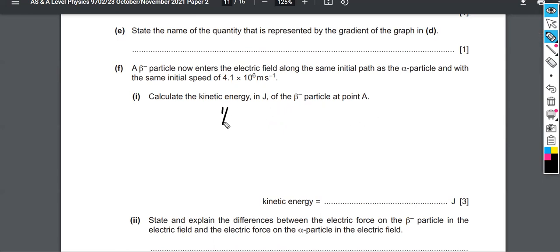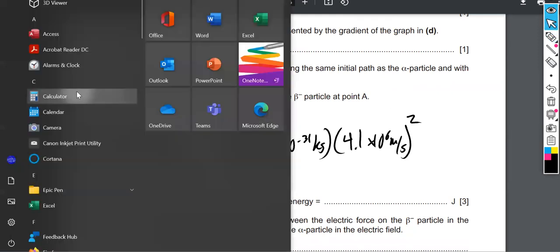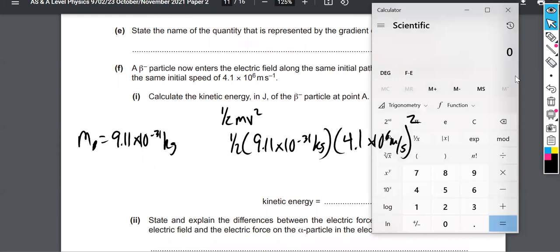So the equation for kinetic energy is 1/2 mv squared. We can look up that the mass of a beta particle is the mass of an electron. It's 9.11 times 10 to the negative 31 kilograms. And so we're just plugging that in for mass and plugging that in for velocity. So we get 1/2 times 9.11 by 10 to the negative 31 kilograms, the mass of a beta particle, times the velocity 4.1 by 10 to the 6 meters per second, quantity squared. I'm going to do this calculation on the screen.